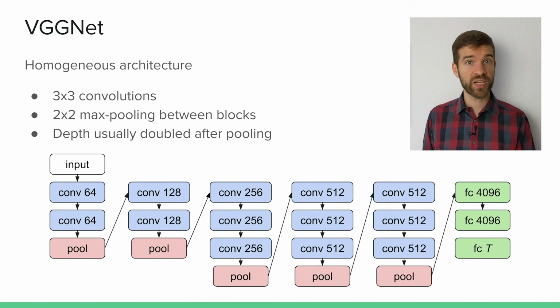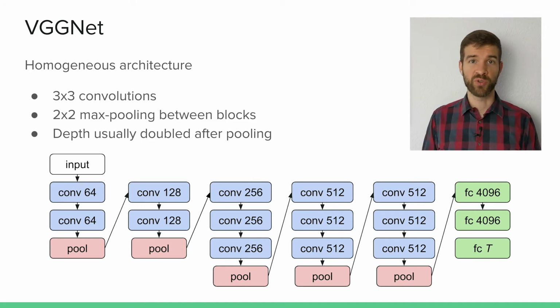Then we have 3 convolutions next to each other, that are processed sequentially, and then the pooling, and at the end we have really large fully connected layers, 2 layers that have 4096 features as outputs, and then the final layer that has the number of classes as outputs.